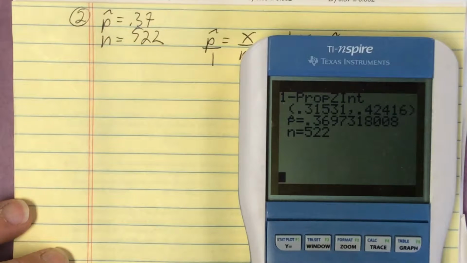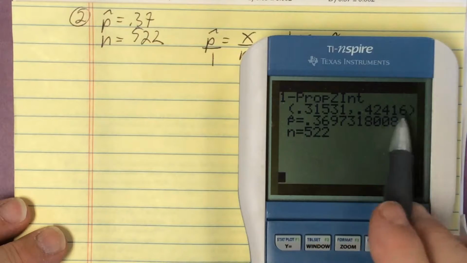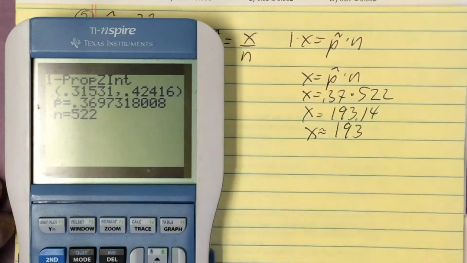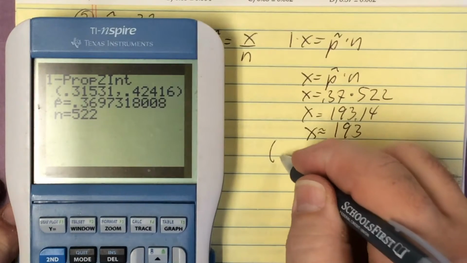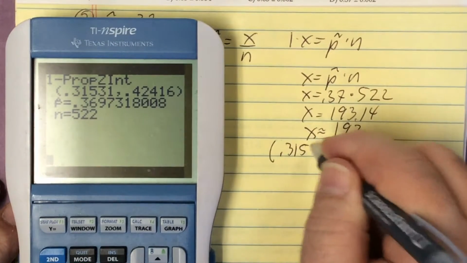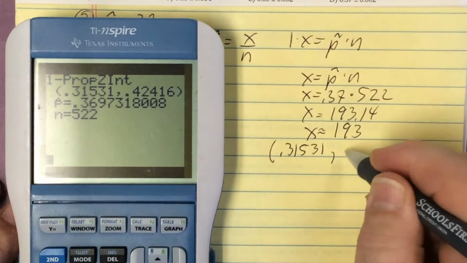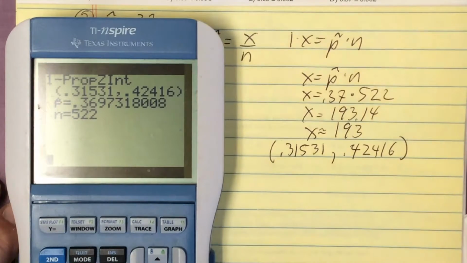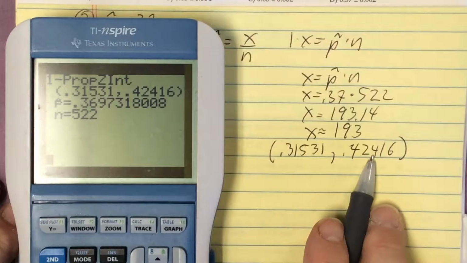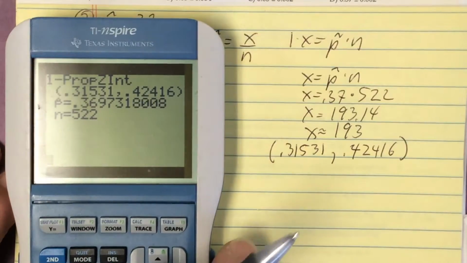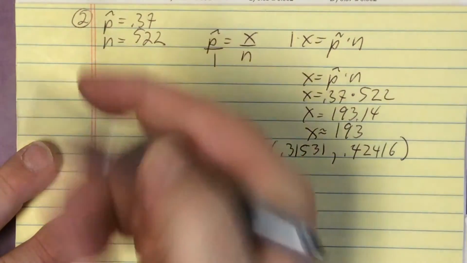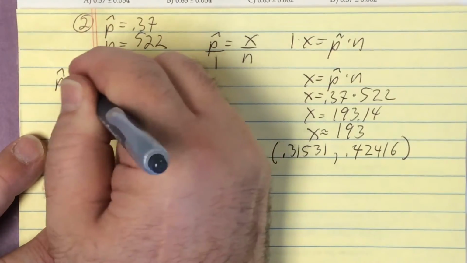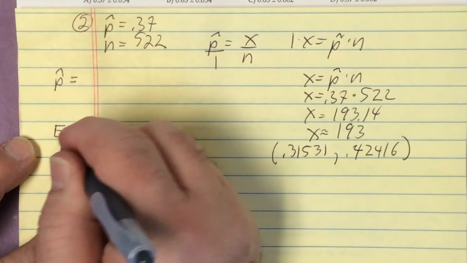All right. So what I'm going to do is take this value and write it down as I see it right here. So I'm going to write down here, this is going to be 0.31531 to 0.42416. I'm going to work with these two items, and I'm going to find the value of p hat, and then I'm going to find the margin of error.